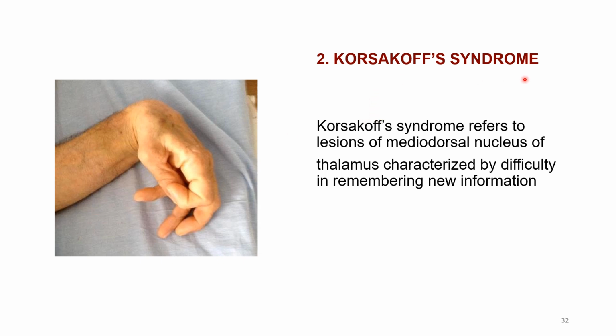Then coming to Korsakoff syndrome. So in the lesions of the thalamus, you have thalamic syndrome and Korsakoff syndrome. Korsakoff syndrome refers to lesion in the mediodorsal nucleus of the thalamus. So here the lesion is present in the dorsomedial or mediodorsal nucleus of the thalamus. It is characterized by difficulty in remembering new information. So the person cannot remember any new information. So these are the lesions of the thalamus.